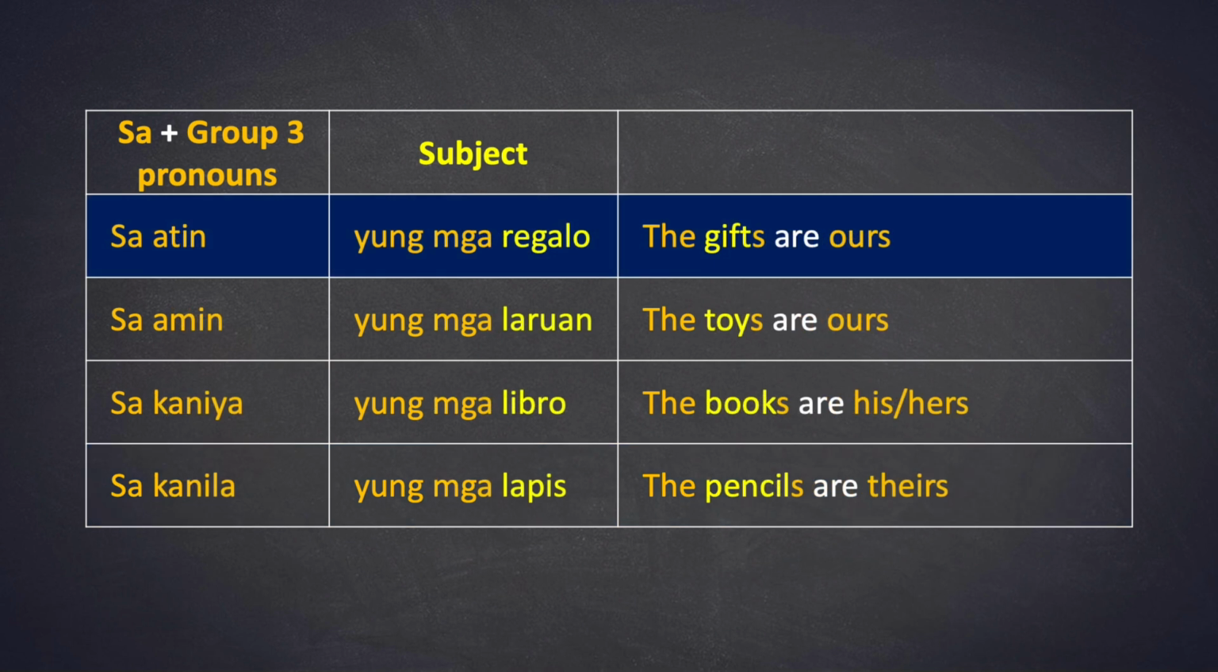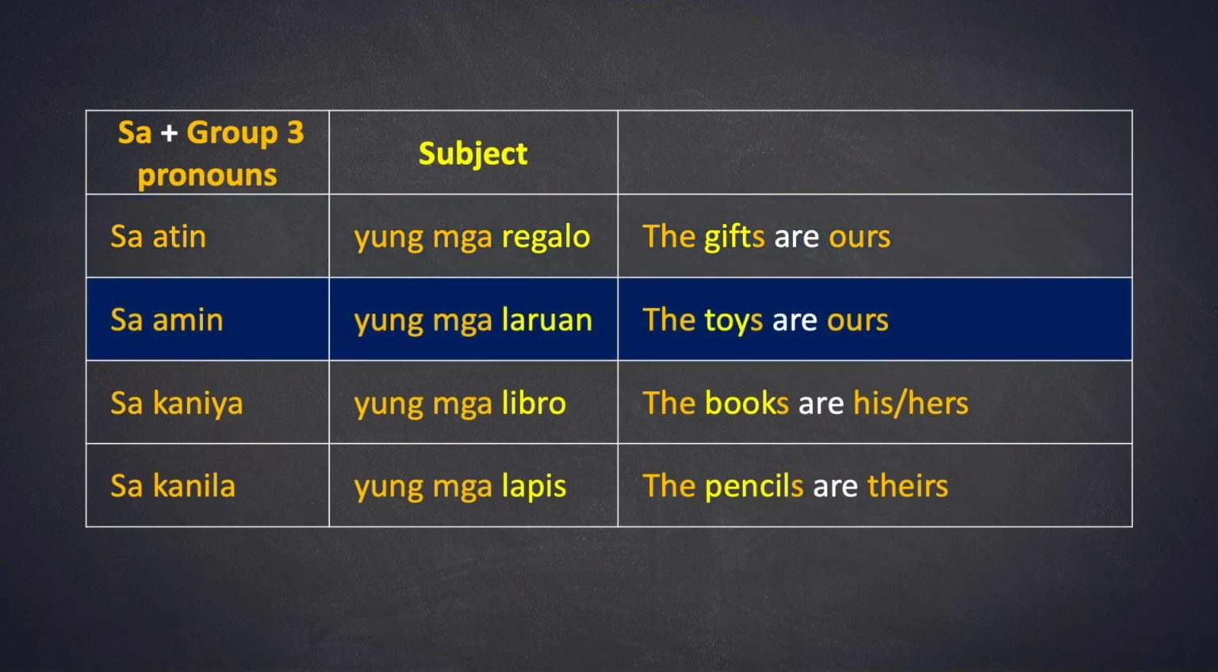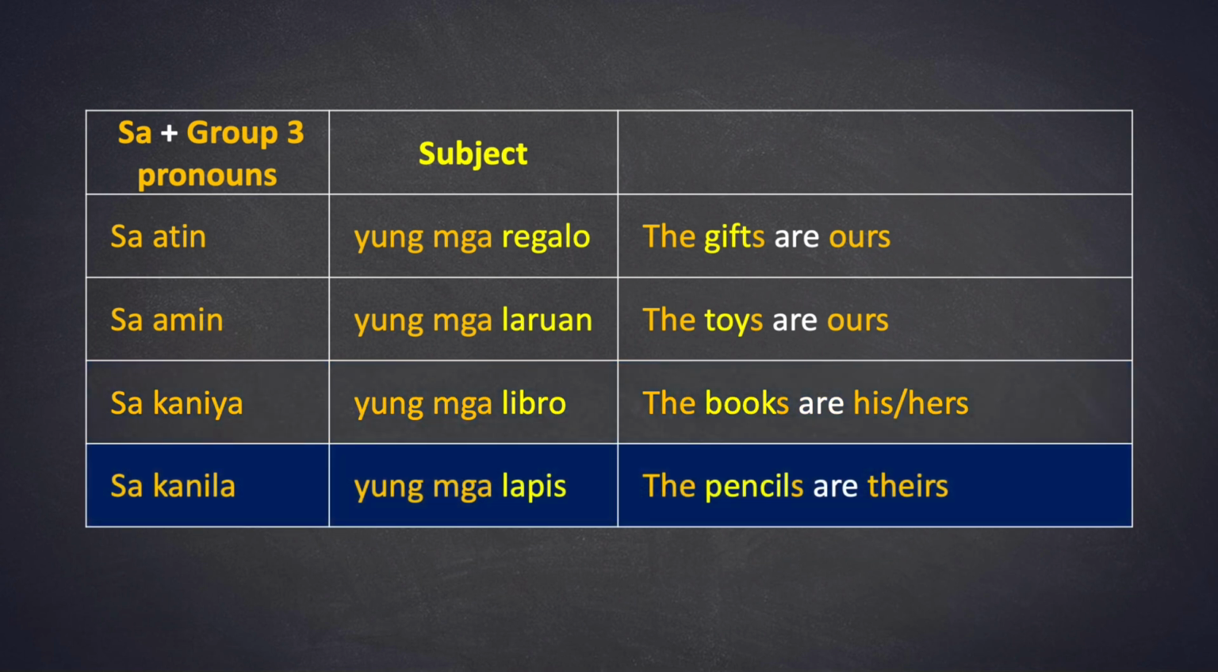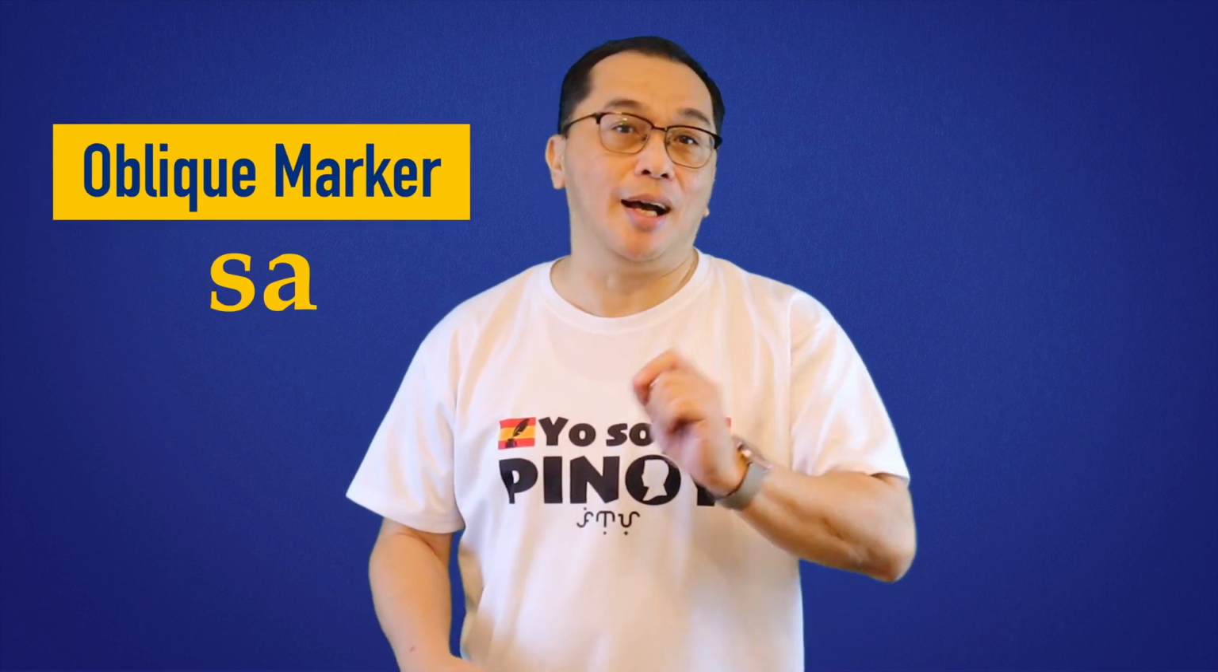The gifts are ours. Sa amin yung mga laruan. The toys are ours. Sa kaniya yung mga libro. The books are his or hers. Sa kanila yung mga lapis. The pencils are theirs. What we have talked about are simple sentences using the oblique marker sa.